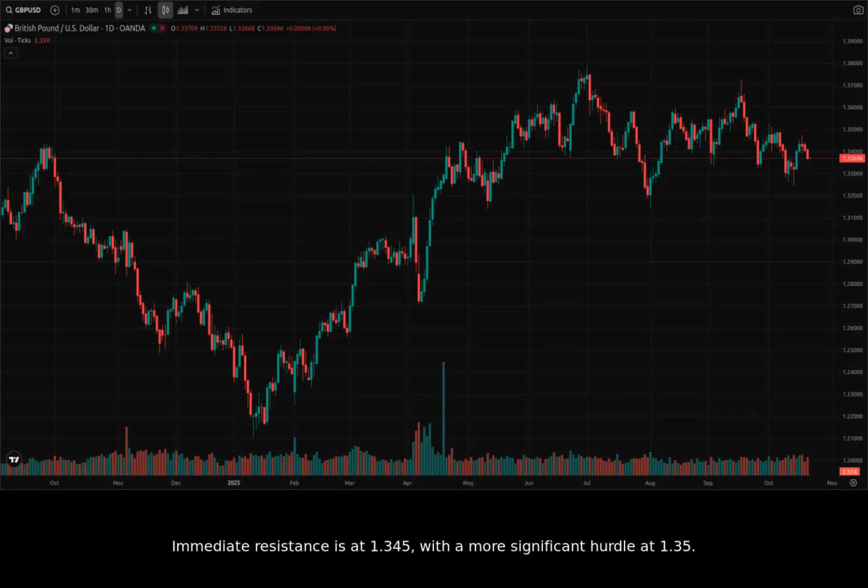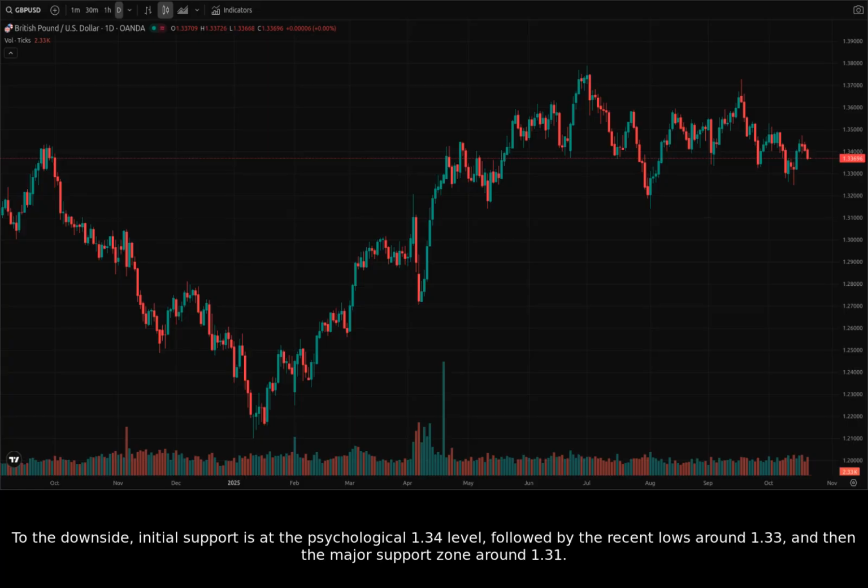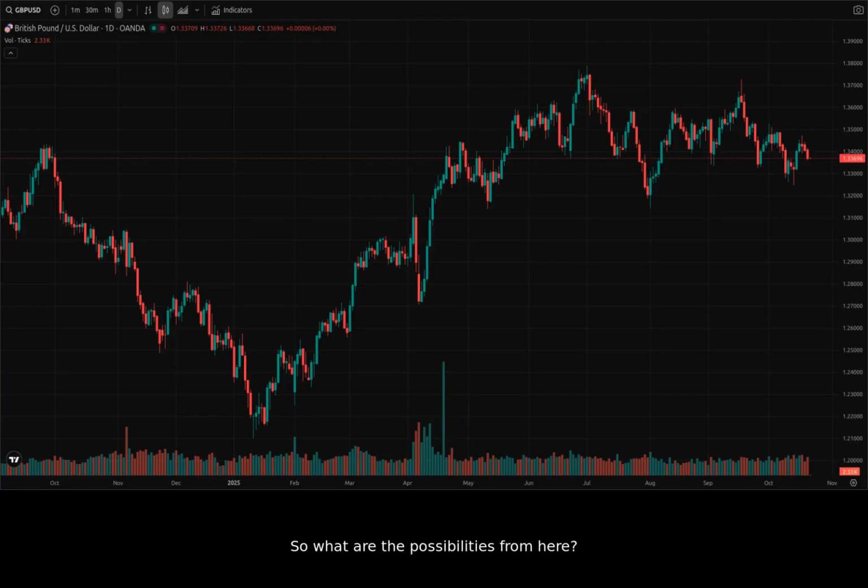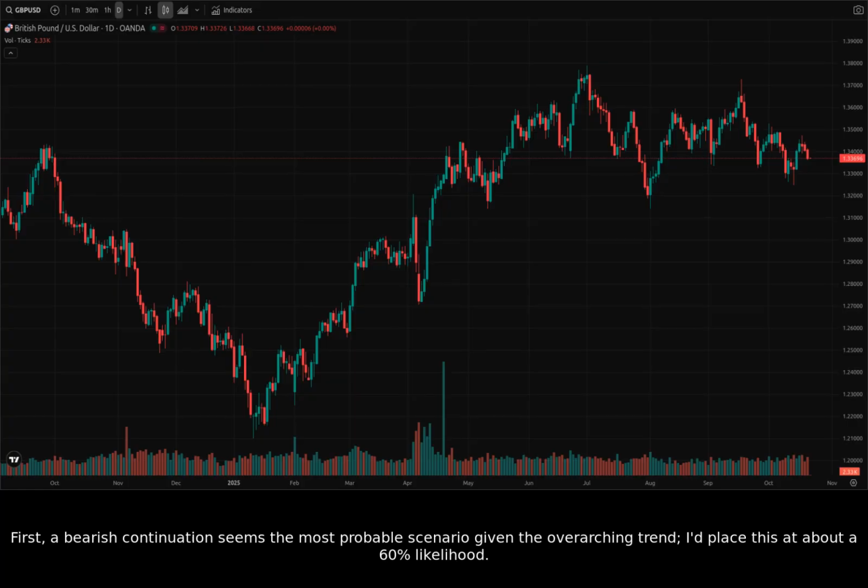Immediate resistance is at 1.345, with a more significant hurdle at 1.35. To the downside, initial support is at the psychological 1.34 level, followed by the recent lows around 1.33, and then the major support zone around 1.31. So, what are the possibilities from here? First, a bearish continuation seems the most probable scenario given the overarching trend.